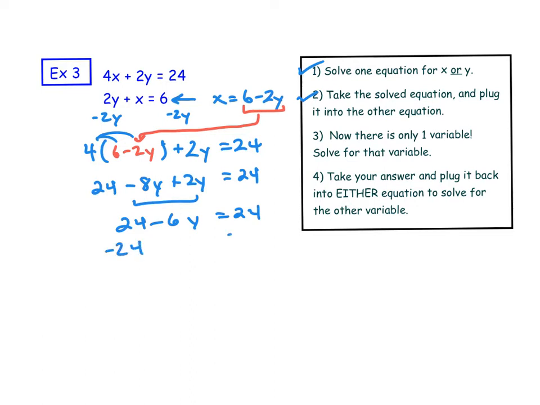Subtract 24 from both sides. Negative 6y equals 0. Divide by negative 6, and we get y equals 0.